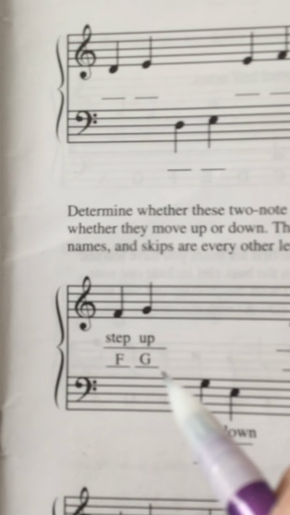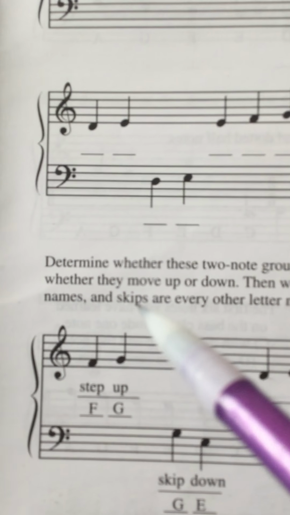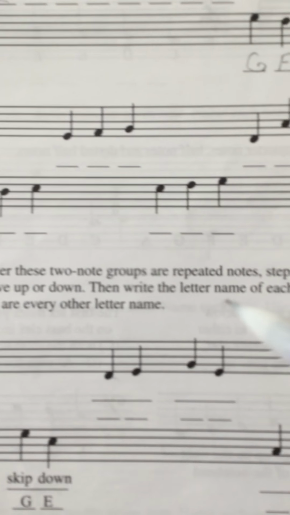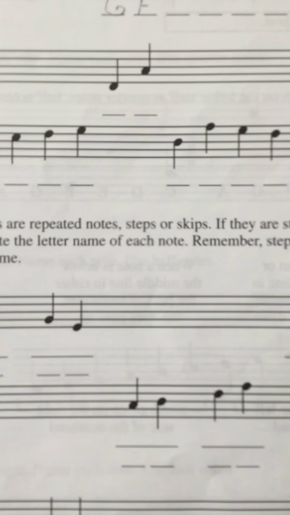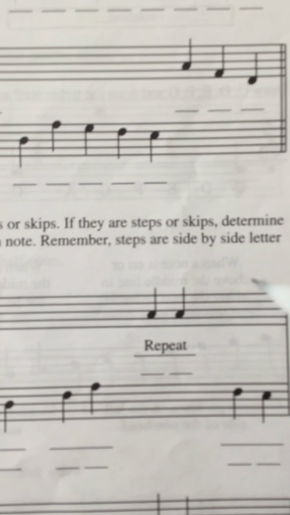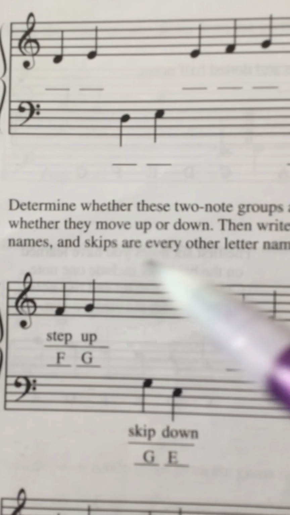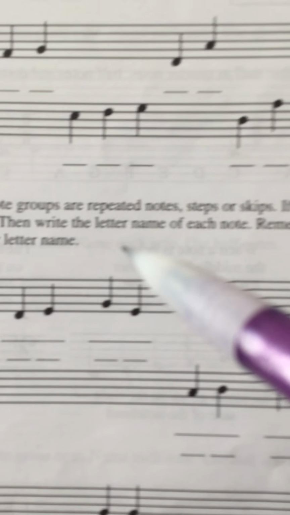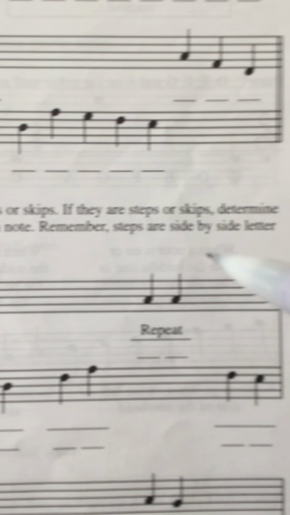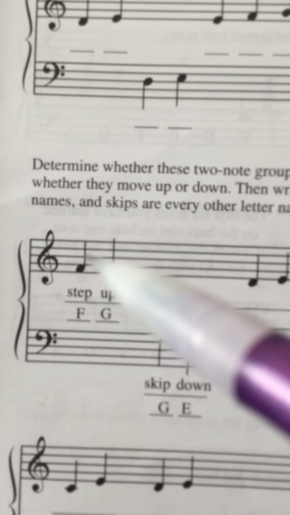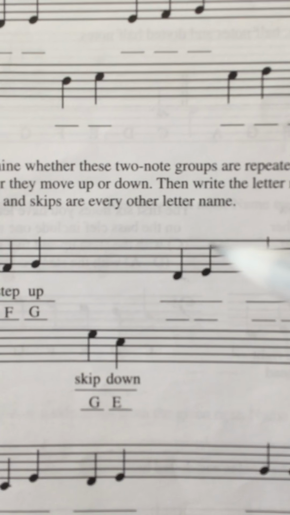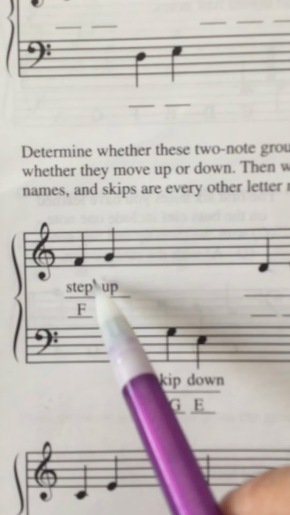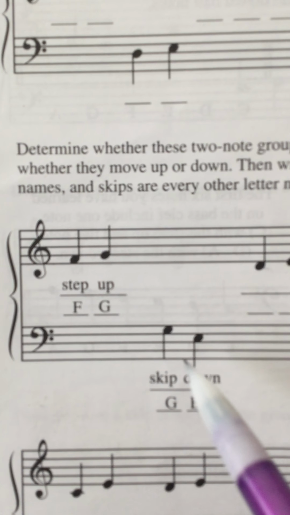Towards the bottom of the page, the instructions say, determine whether these two note groups are repeated notes, steps, or skips. If they are steps or skips, determine whether they move up or down. Then write the letter name of each note. Remember, steps are side-by-side letter names, and skips are every other letter name. So their example, one is a step up, one is a skip down, right?